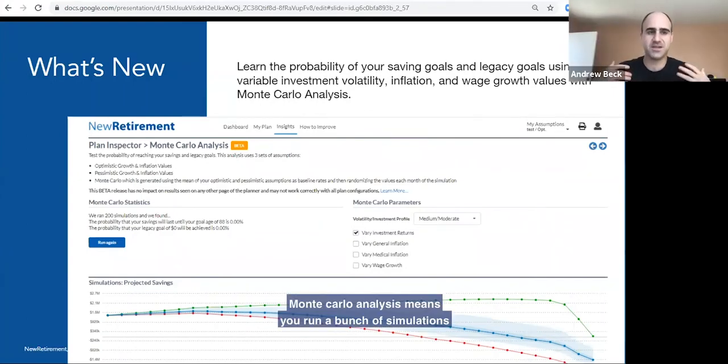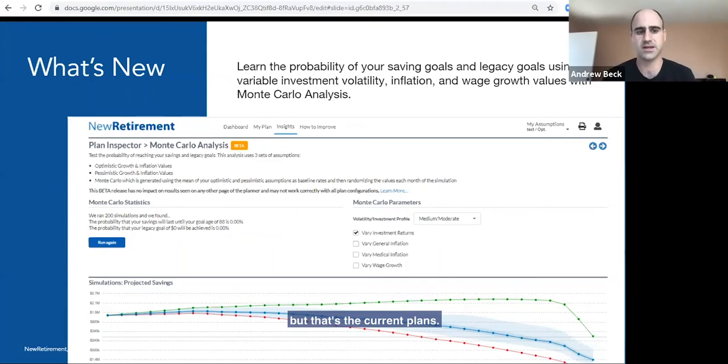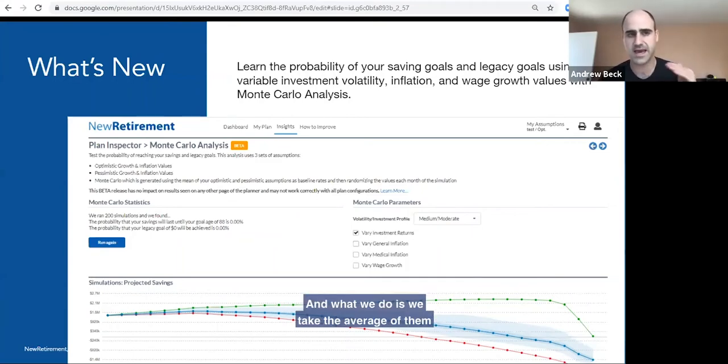Monte Carlo analysis means you run a bunch of simulations and you change up different variables in your model and try and do a whole bunch of different scenarios. So we're currently running 200 scenarios. We're going to bump that up to 1,000 soon. We want to make sure we get the right performance. It needs to run quickly in order to be still useful. And who knows, maybe we'll go to more scenarios over time, but that's the current plan. And then we're going to run all those scenarios, and what we do is we take the average of them and we're going to plot it on that chart below.